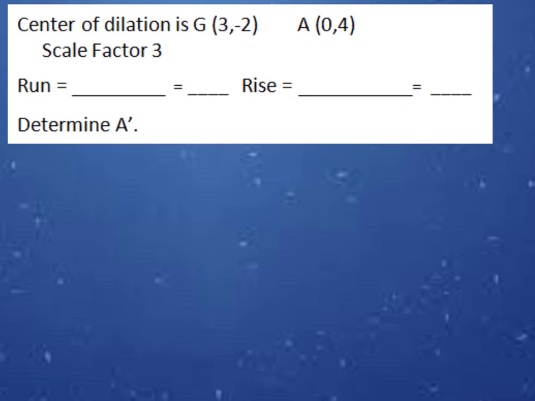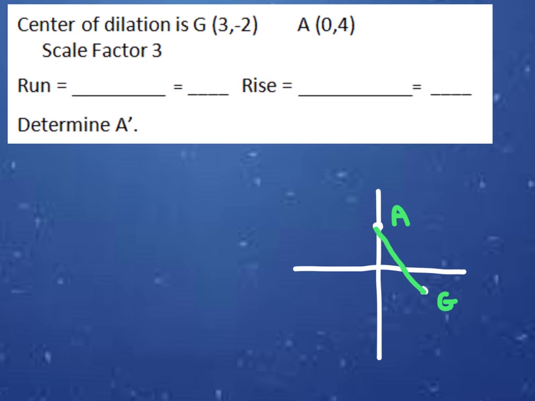Let's start by getting an idea what this might look like. So let's graph it again. 3 and -2 maybe is about here. 0 and 4 is about here. Again, our G value is here. A is here. We're looking at some sort of dilation along that line. We notice that it's a scale factor of 3, so we're going to go 1, 2, kind of 3 into this spot. So let's do some of the calculations and see what happens.